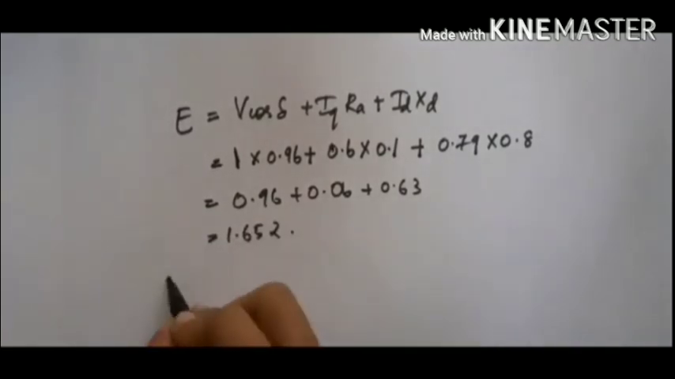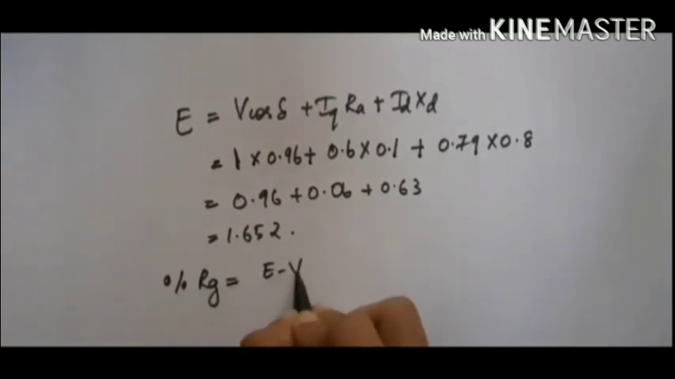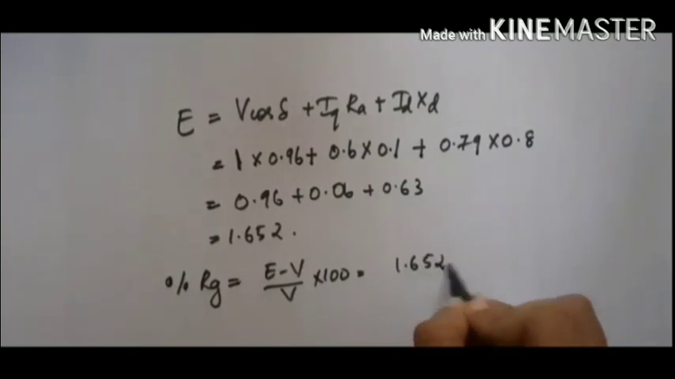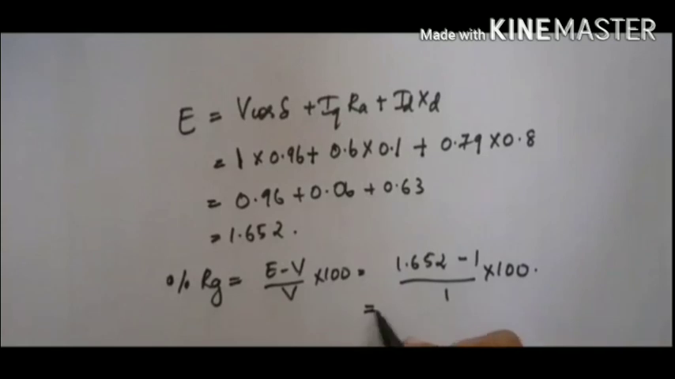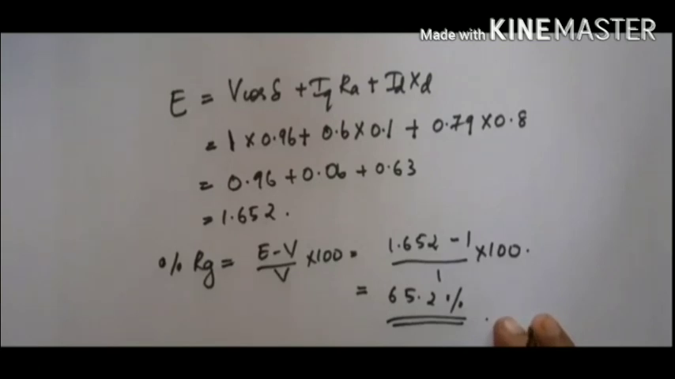Therefore, substituting the value of E in the equation of regulation, that is percentage regulation is equal to E minus V by V into 100, is equal to 1.652 minus 1 by 1 into 100, which is found to be 65.2 percentage. So we got the solution for the first part, that is 65.2 percentage.